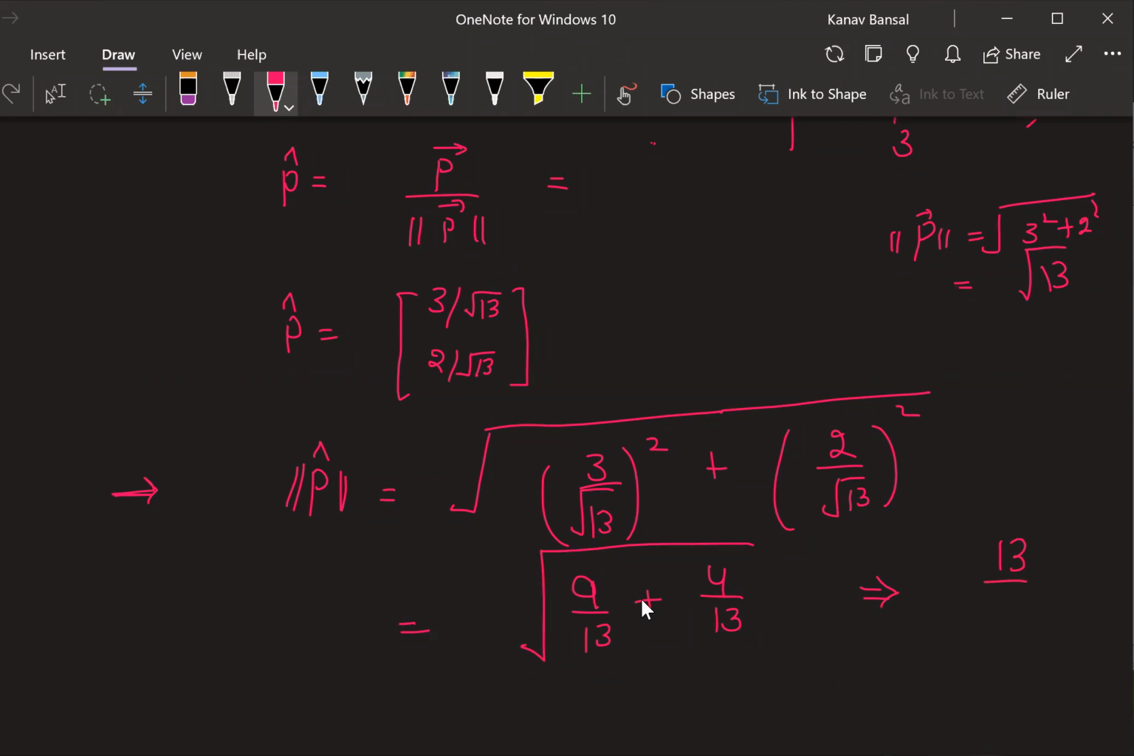P cap is called the unit vector. It is called the unit vector of P vector, okay? So this P cap is called a unit vector. Fine? Cool. So it is C. Unit vector is going to be in the same direction.